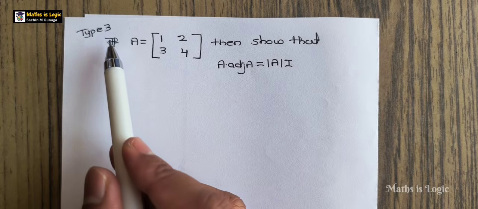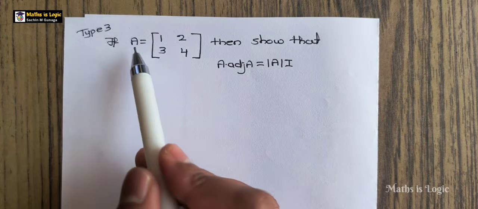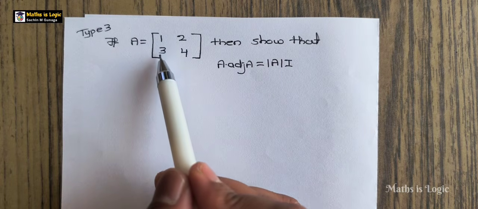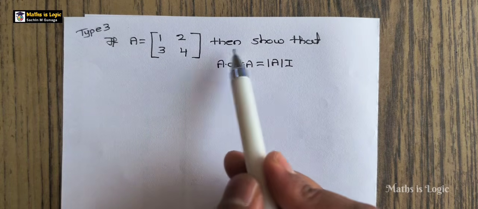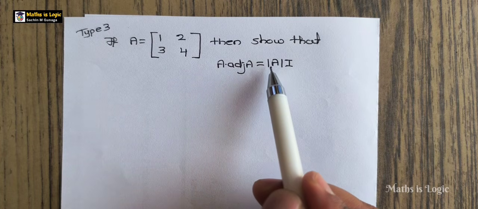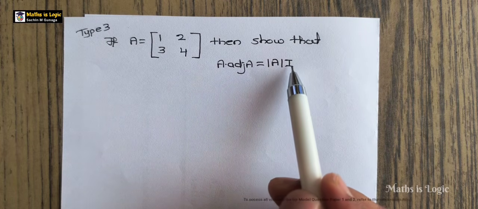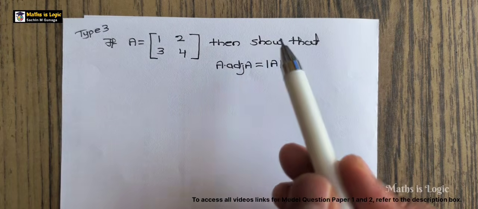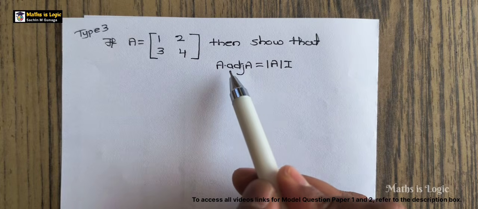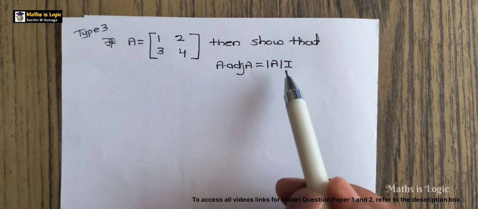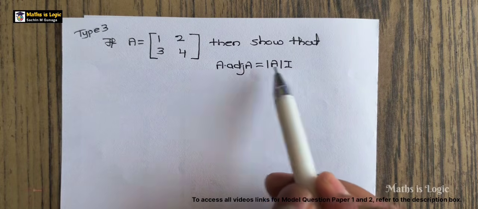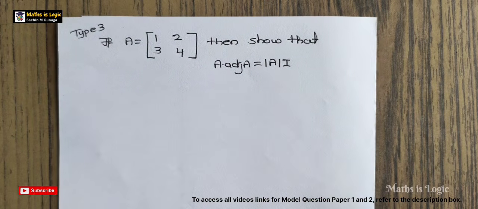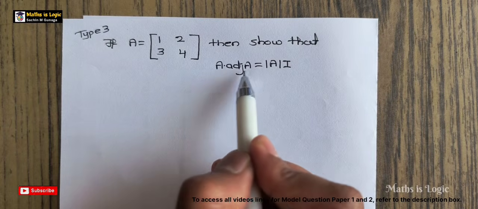Type number 3. In type 3, how will they ask the question? In adjoint of matrix, one matrix they will give, A is equals to 1, 2, 3, 4. Then you need to show A into adjoint of A is equals to determinant of A into I. Means left hand side we first need to solve, then solve the right hand side. After that compare the left hand side value with the right hand side value. If both values are the same, then we need to write LHS is equals to RHS. So for that, first consider the left hand side.